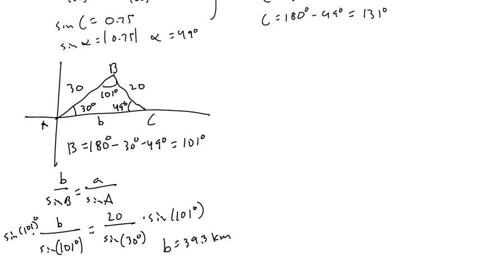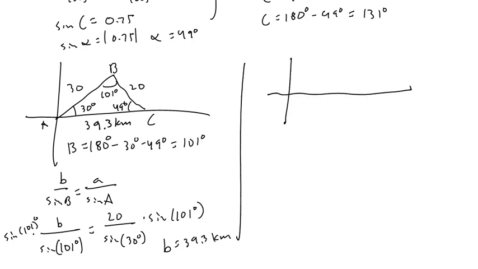So one possibility is that our two stations are 39.3 kilometers apart. Our other possibility is going to look like this. So that's going to be 30 degrees. That's going to be 131 degrees. And then we can use the fact that they add to 180 to figure out that this is going to be 19 degrees up here.